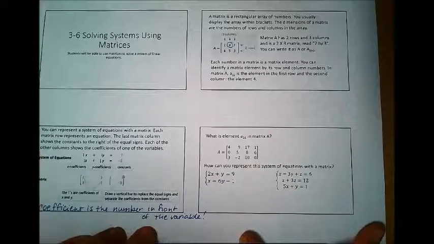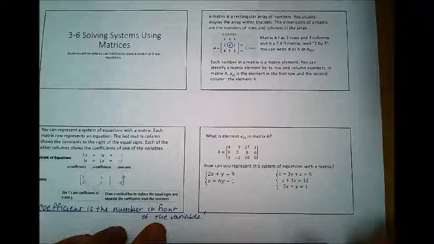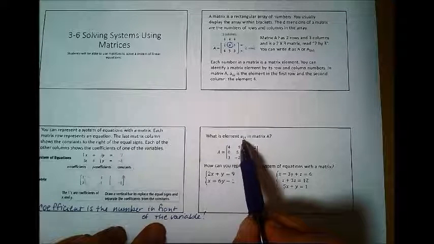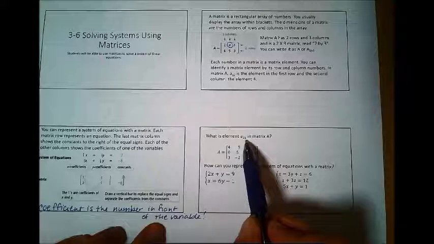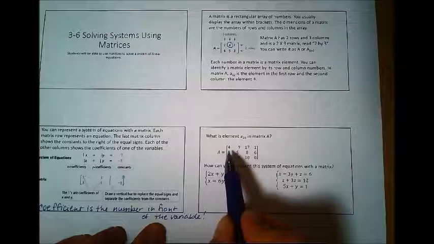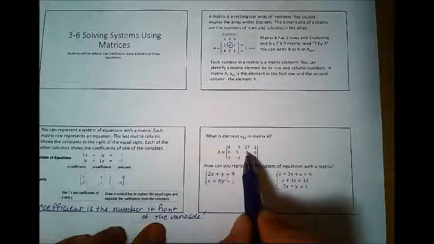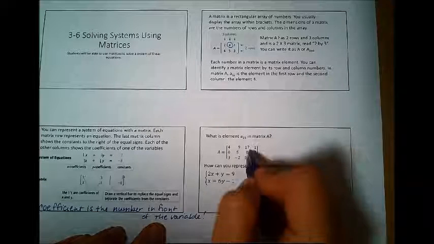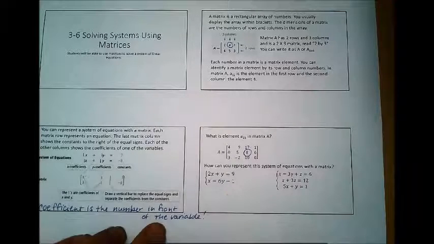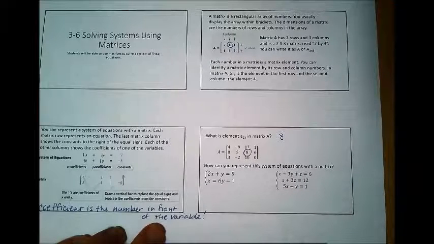What is element a 2 3 in the matrix A? Well, it's in row 2, column 3. Here's the second row, and the third column. So 8. 8 is matrix element a 2 3.